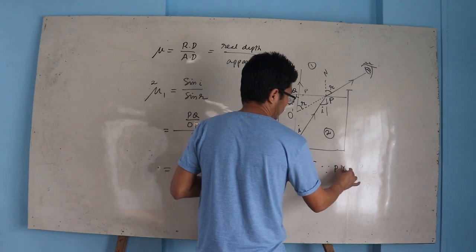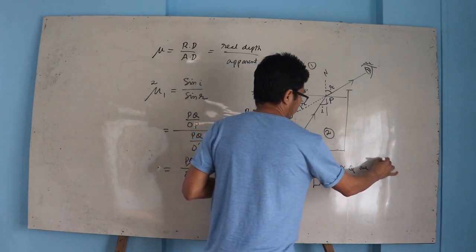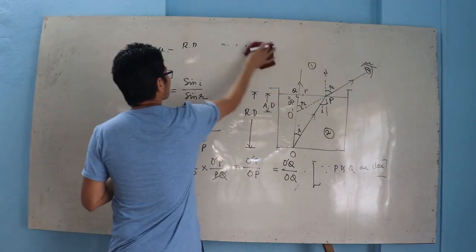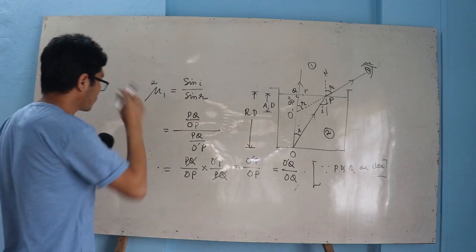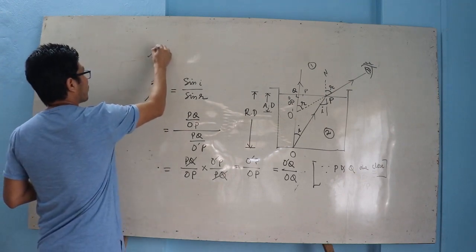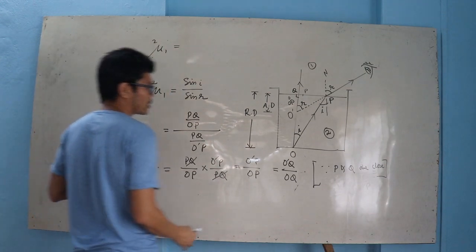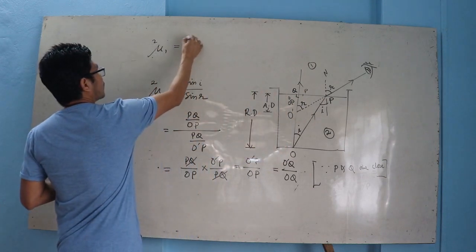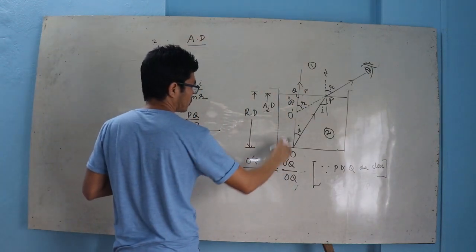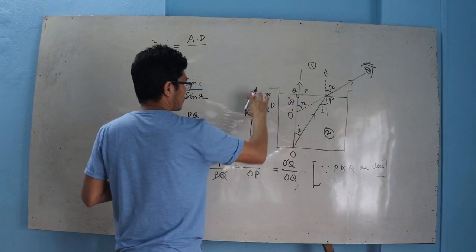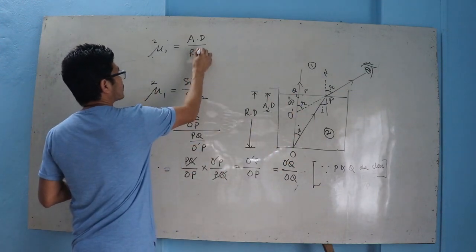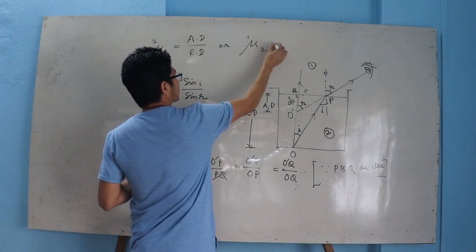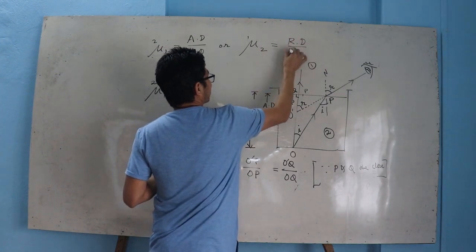Since P and Q are close to each other, you can write, then, refractive index 1 with respect to 2 is still equal to O dash Q. O dash Q is nothing but your apparent depth divided by OQ. OQ, you can see, is nothing but your real depth. Or interchange these two: refractive index of second with respect to first is equal to real depth by apparent depth here.